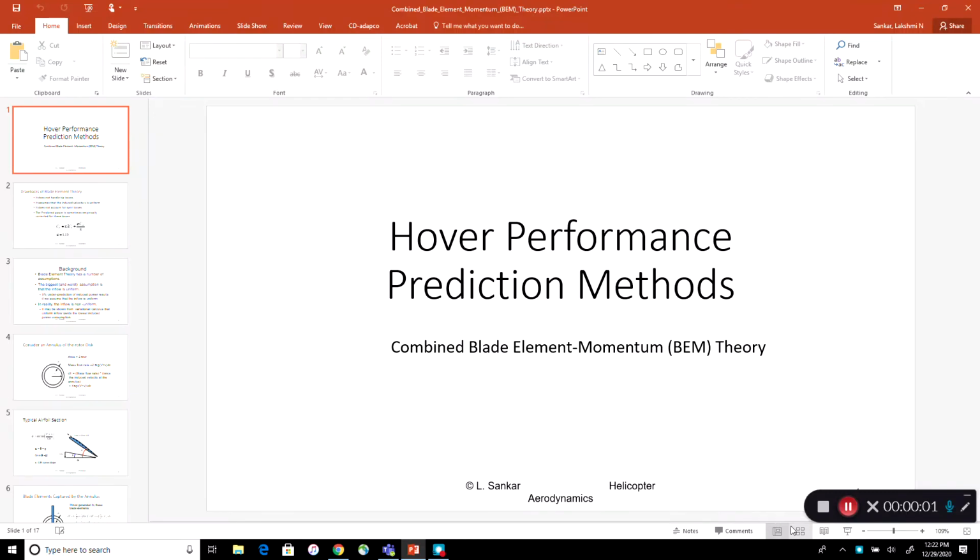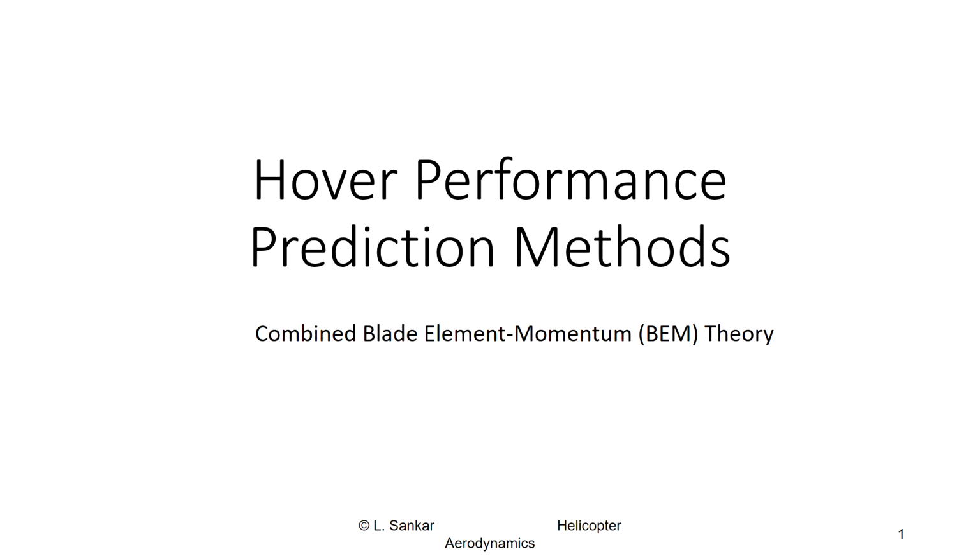We'll continue with our helicopter aerodynamics. We are still looking at vehicles in hover and possibly vertical climb. So we're looking at how to model the performance. Performance means how to predict the thrust, how to predict the power, these type of matters. Thus far, we have looked at two approaches.